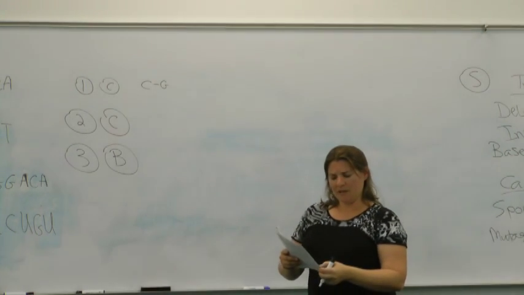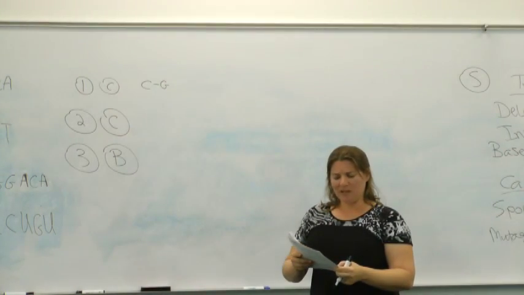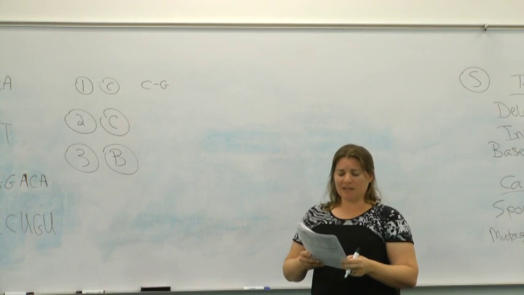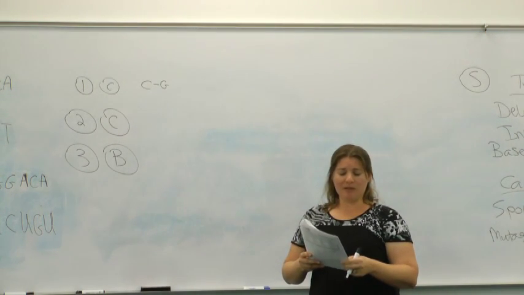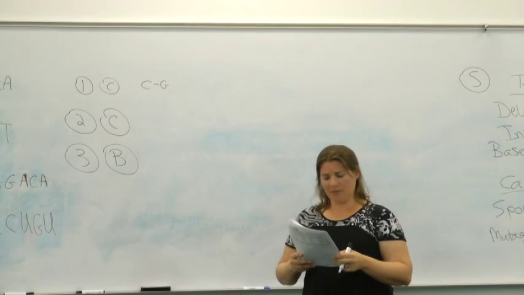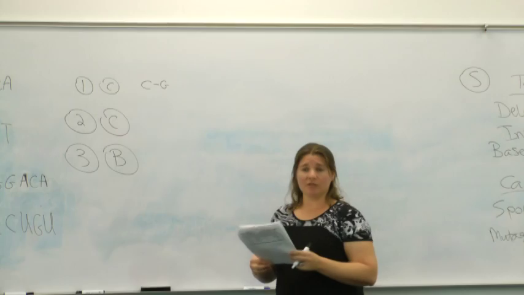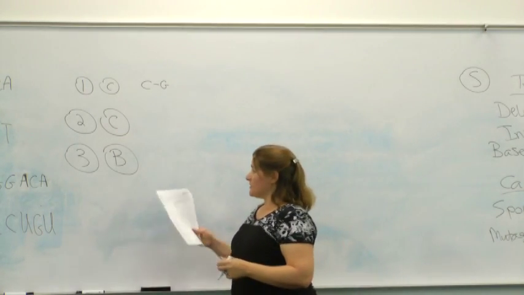Because the other ones, so letter C says is found mainly in the nucleus of the cell. That's true. And then letter D says contains the nitrogen-containing base thymine. DNA has thymine, right? But RNA doesn't, so it's got to be choice B. RNA contains the sugar ribose. DNA does not.